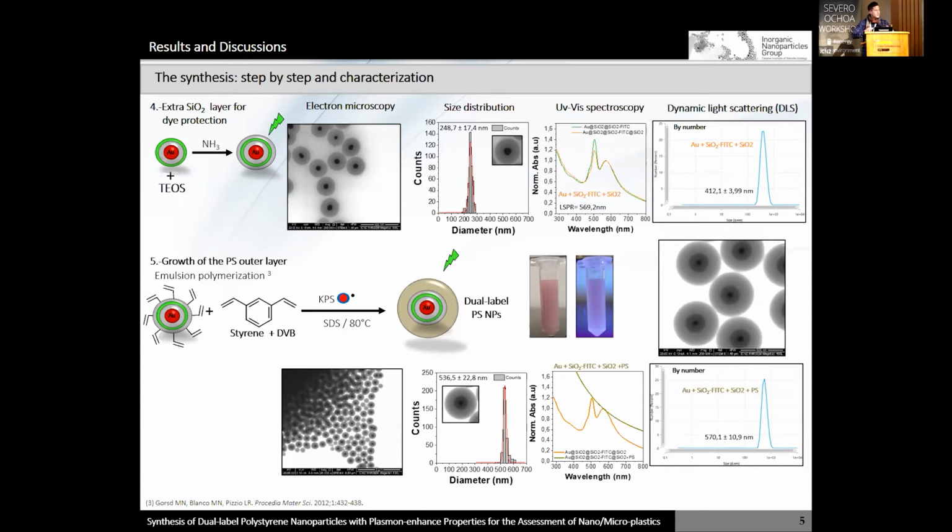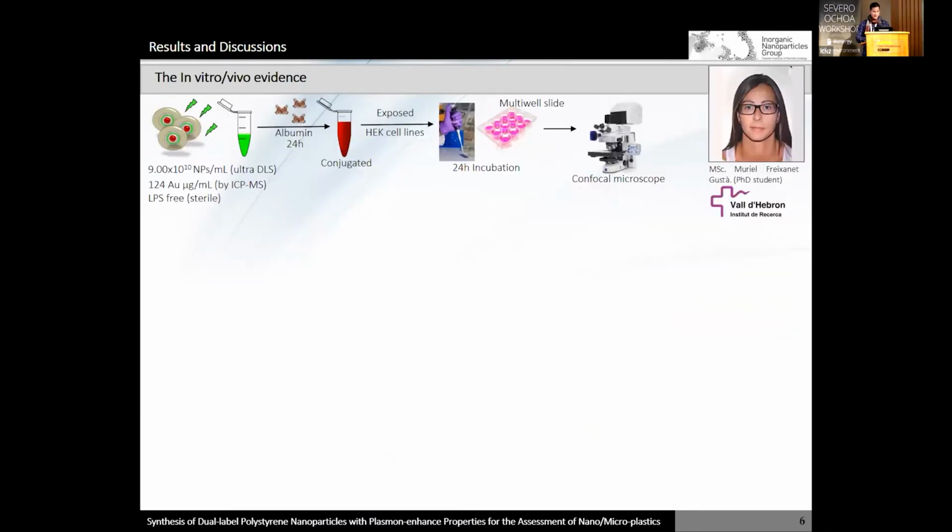So we went further to test these particles to see if it is possible to use them as a multimodal contrast agent. So in collaboration with Muriel Freixenet from the Valdebrón Research Institute, we performed the in vitro and in vivo evaluation of these particles.